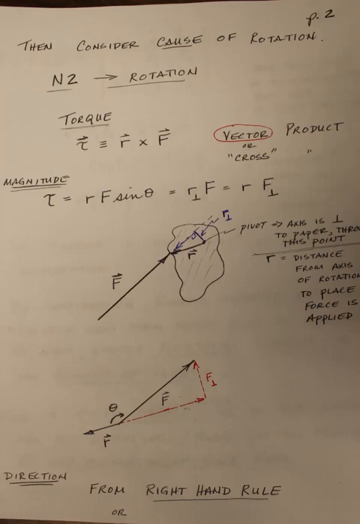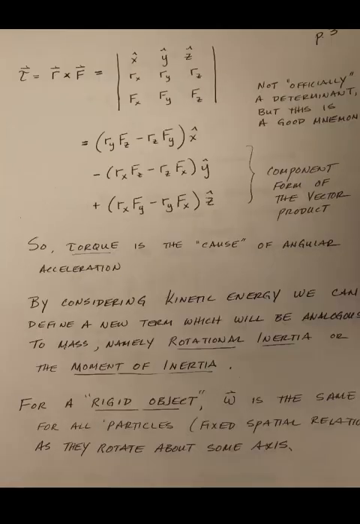To find the direction, we use the right-hand rule, which I'll need to go over with you in class. Page 3. The torque can be calculated using a determinant. Now, it's not officially a determinant, but it is a good mnemonic. You can look at the notation on page 3 here. This will give you a component form of the vector product, so it gives you a vector as a result. So torque is the cause of angular acceleration.